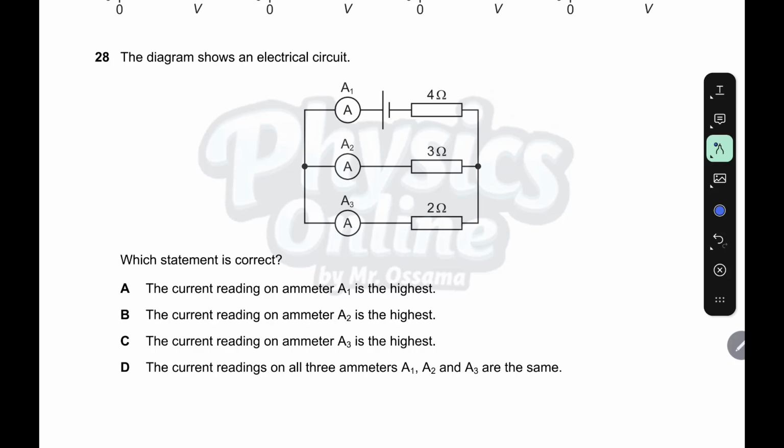The diagram shows an electric circuit. Which statement is correct? The current reading on meter A1 is the highest. Of course, this is the battery here, and this is the total current in A1, and the current is then divided between A2 and A3. So A1 equals A2 plus A3. So the current reading on meter A1 is the highest. This is correct. The current reading on meter A2 is the highest: wrong. The current reading of A3 is the highest: wrong. The current reading of all of them is the same: also wrong. So A.